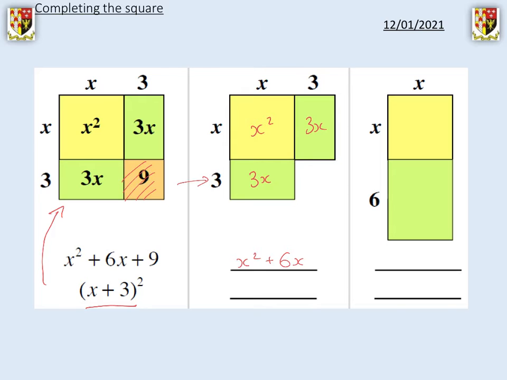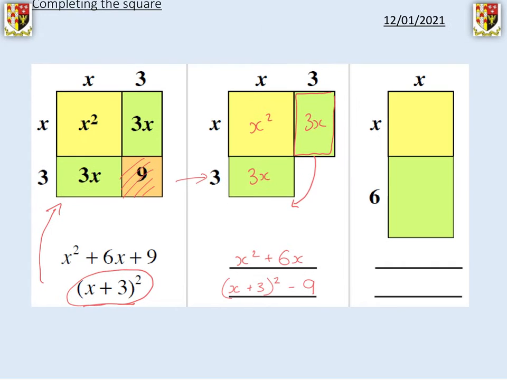Another way to write that is because all of it altogether is x plus 3 all squared, I've taken 9 away from that. So I could have written that as x plus 3 all squared, and then I take away the 9 and I get that there. And then you could also think about this as, well, what I could do is take this 3x here, move it around and add it on at the bottom there.